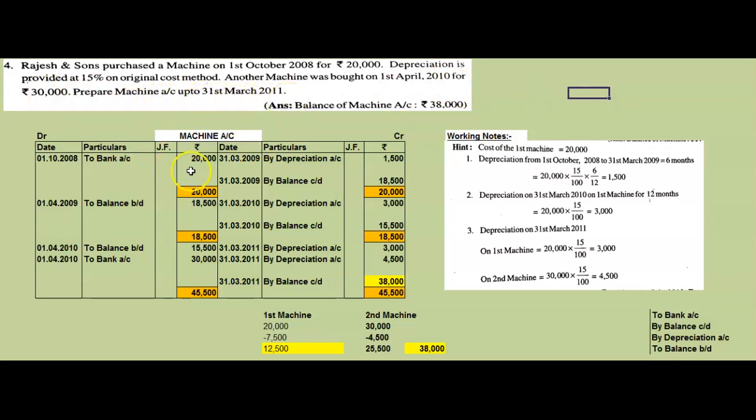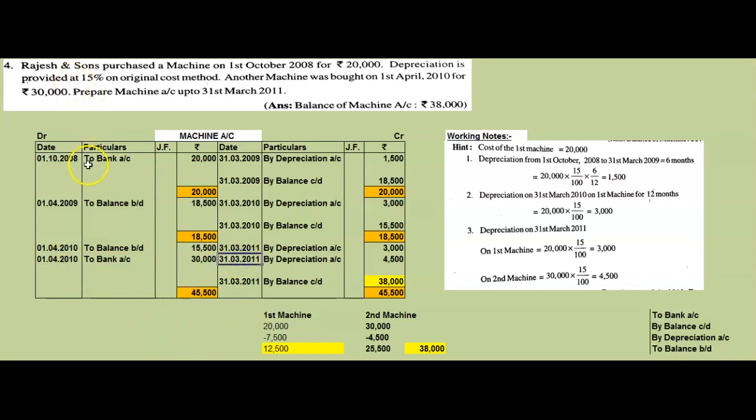So whenever two machines are given, how to do the solution? We have to understand in which year the second machine is purchased. So in that year you should be careful to write the entries. In that year, what you have to do? From the date of purchase to the year end you have to provide the depreciation.